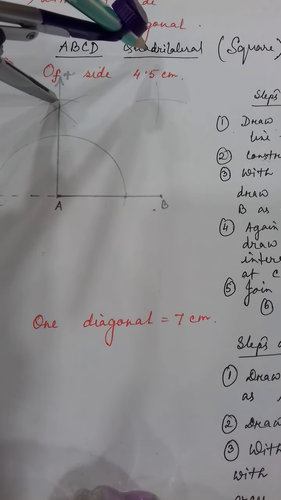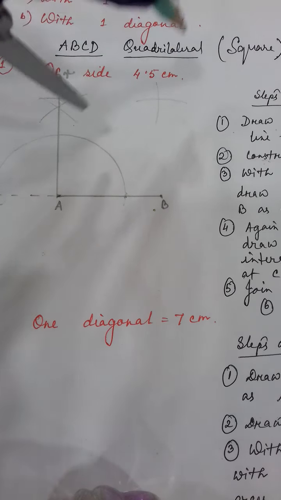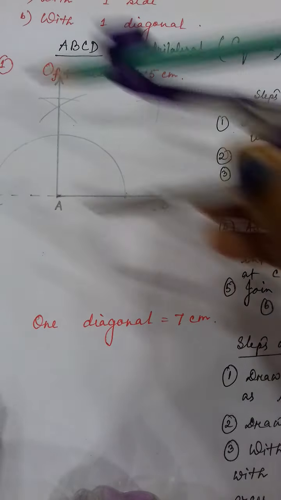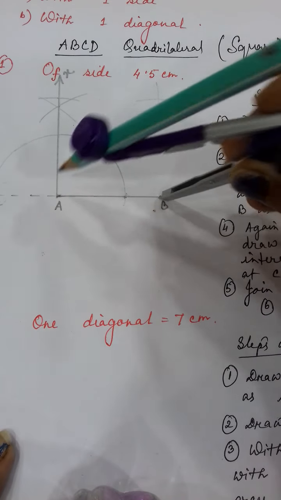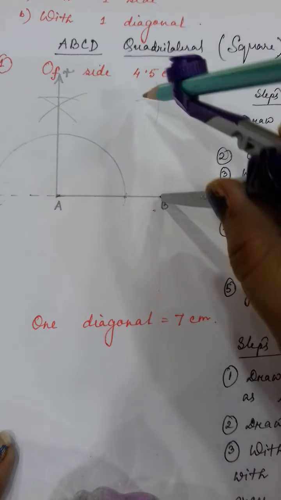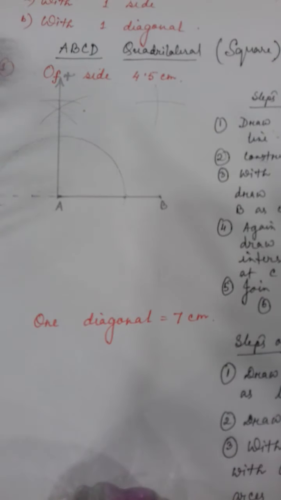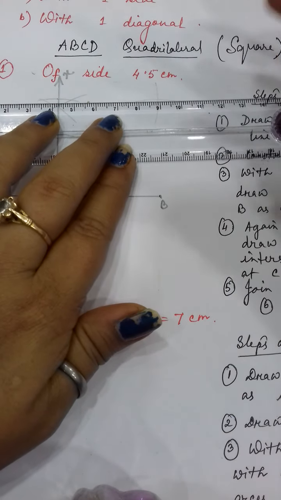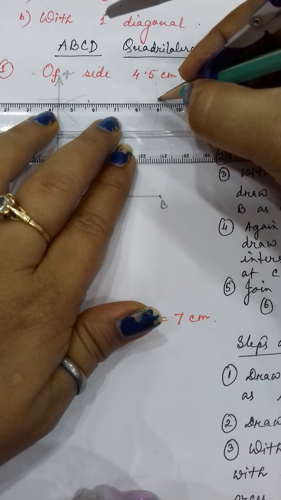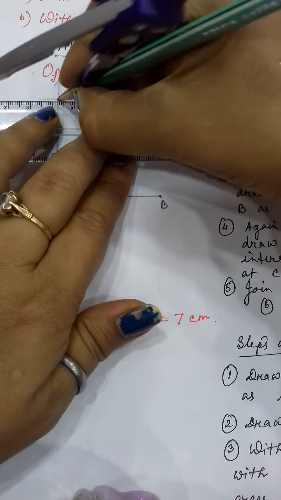Because in a square all sides are equal, with one measurement of 4.5 centimeter you will construct all the arcs. First you consider this measurement, then with A as the center one arc, with B as the center another arc, and from this intersecting point another arc. Have you seen? Now you join the points, this intersecting point and this intersecting point.